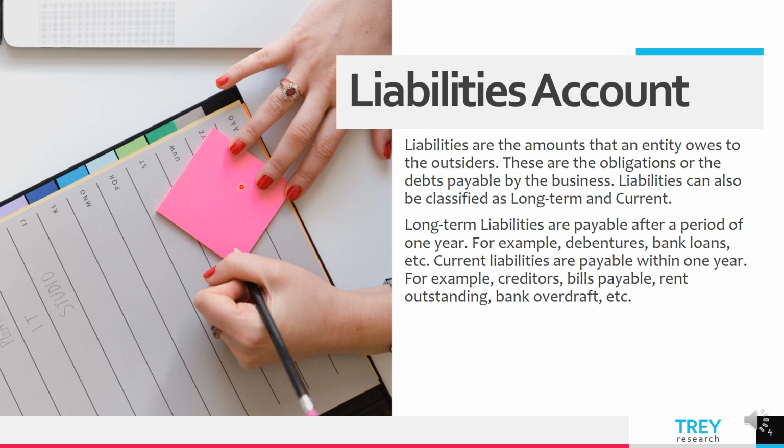So in my books of accounts, what will I write? I will write bills payable or creditors on the liabilities side of the balance sheet, and hence this will be called my liability which I owe to you. Rather, the entity owes to you. So these are the amounts that an entity owes to outsiders.